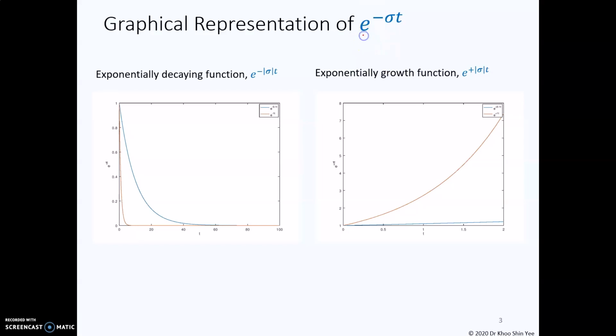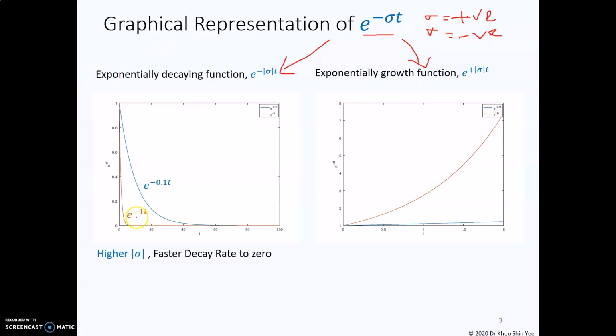Let's plot the graph for the exponential negative sigma t. Let's say the sigma is positive. So if we substitute, you should get the first case. And if your sigma is negative, then you will get the second case. You can see that if the magnitude of the sigma is higher, it will decay to zero faster. For the second case, if the sigma is higher, then the growth rate will be faster.